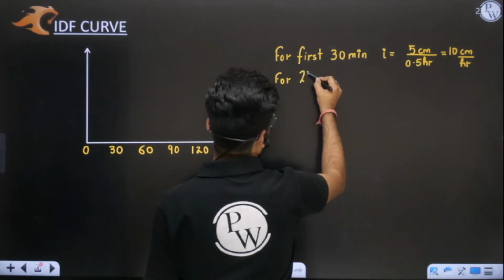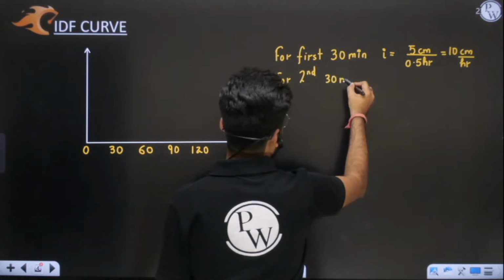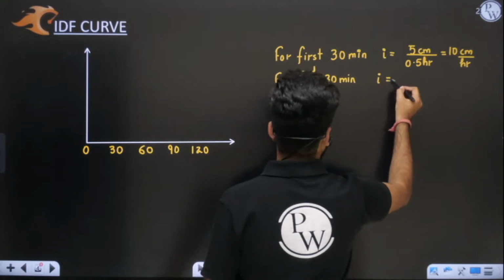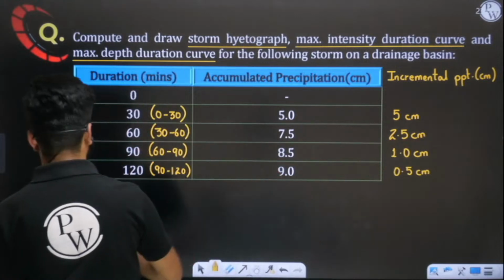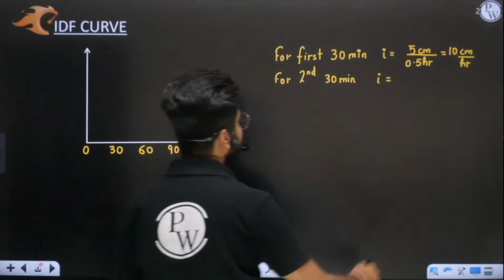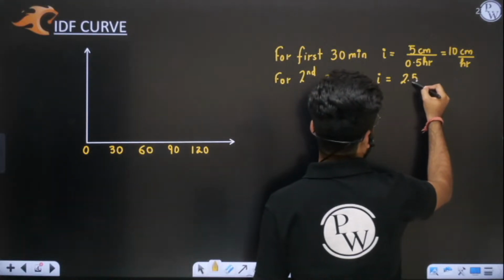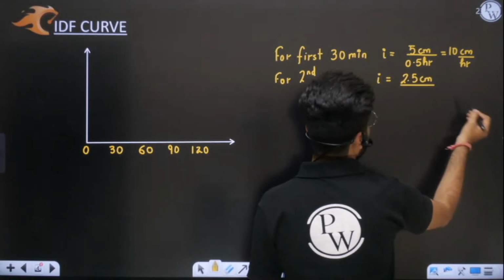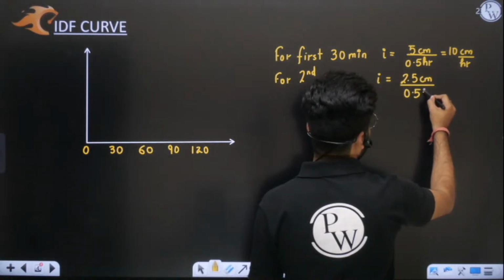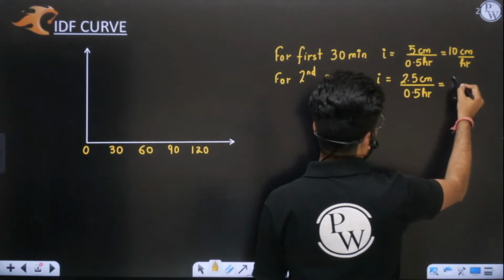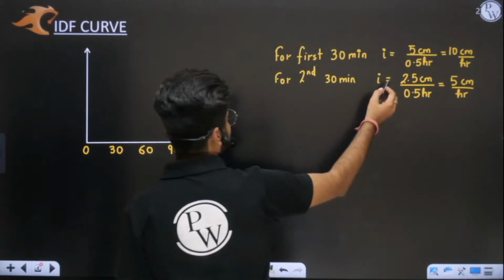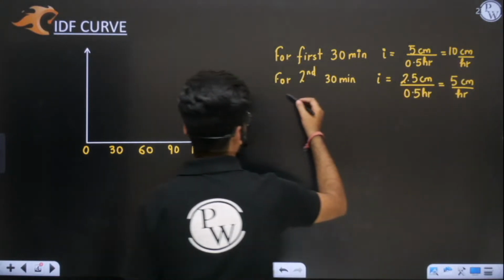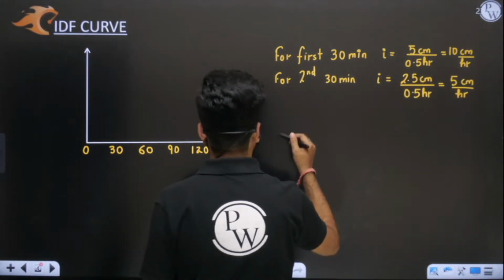Then for the second 30 minutes, intensity will be 2.5 centimeter upon 30 minutes. 30 minutes means half hour. So this will be 5 centimeter per hour. Just half of it. Okay. So I hope the intensity part is very, very clear to you.